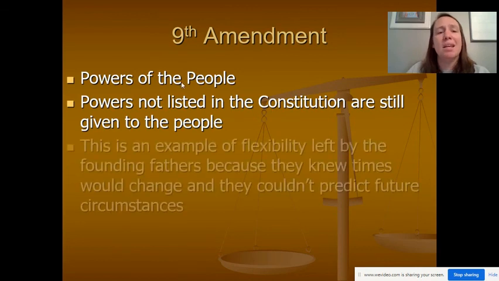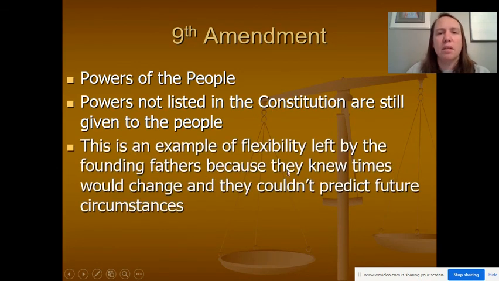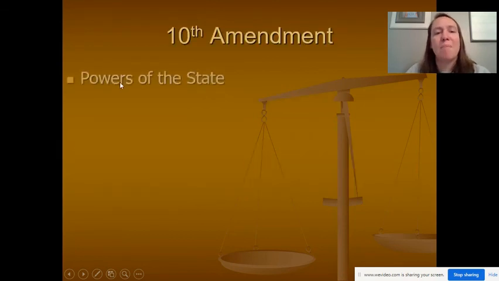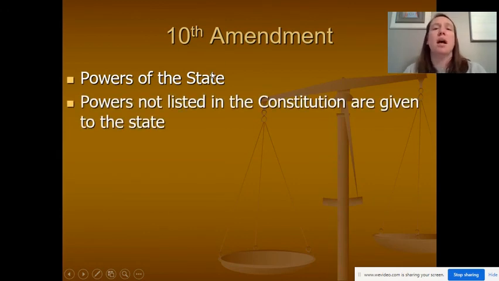And then for 10, and like I said, this is flexibility for the future. Plus, they knew they couldn't predict the future. Things would pop up. For 10, I want you to write powers of the state. So S comes after P, 10 comes after 9. And anything not listed in the Constitution, the states get to decide how to do it.